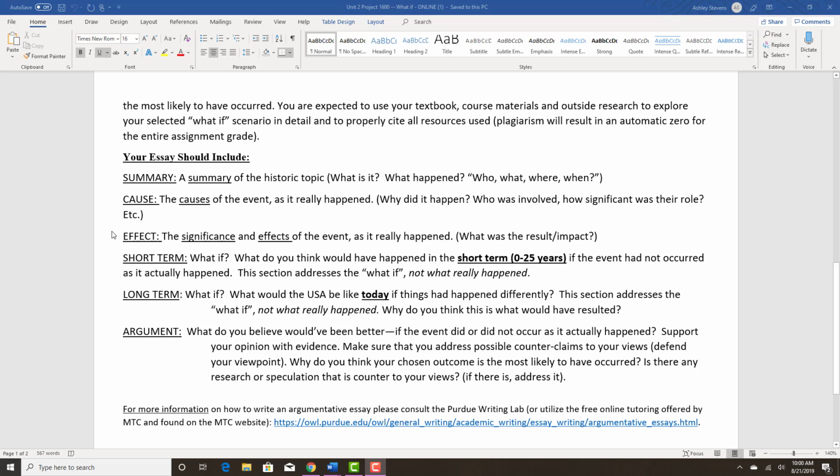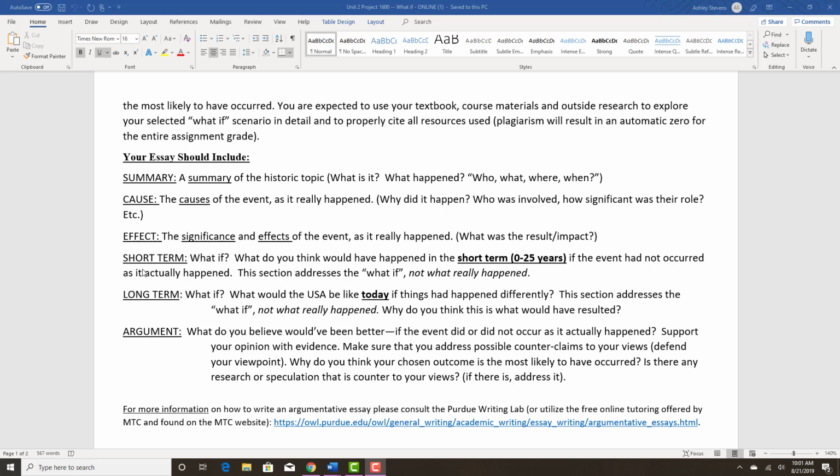The effect. So the effect part of this, again, kind of ties into summary. You're trying to look at what really happened. So this event happened, whatever it is, and the significance of this event is that it led to this. This is all historically accurate. This is all research that is just summary of the event.